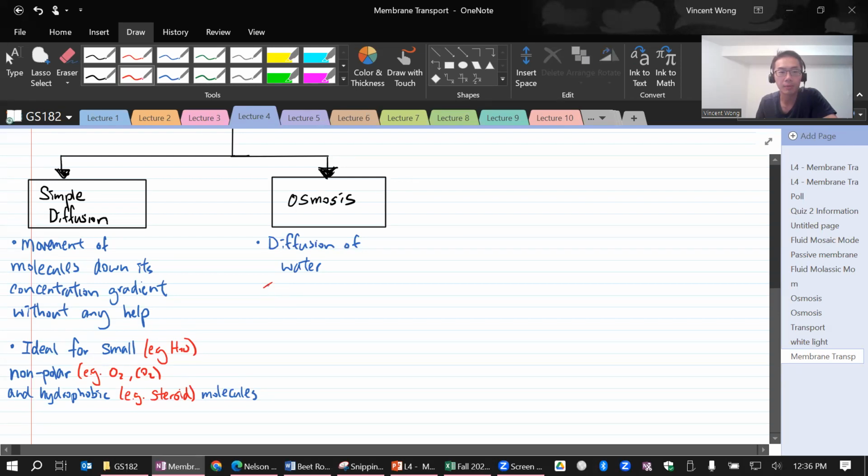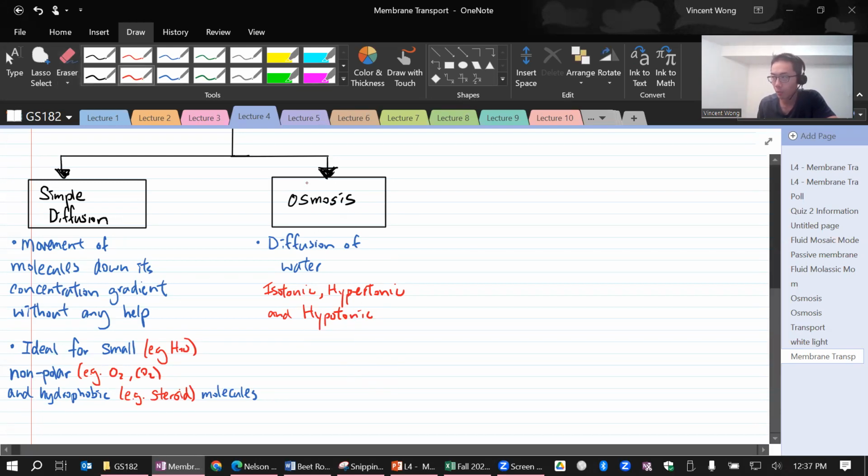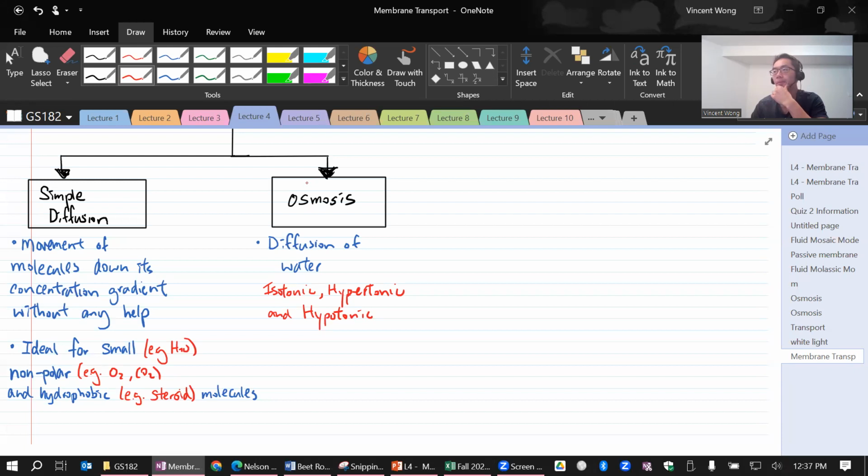So think about the isotonic, hypertonic, and hypotonic situation that we talked about last time, right? I remember we had quite a discussion on that, with the basin and the water coming in and leaking. Those are examples of osmosis, the movement of water across the cell membrane. Okay.